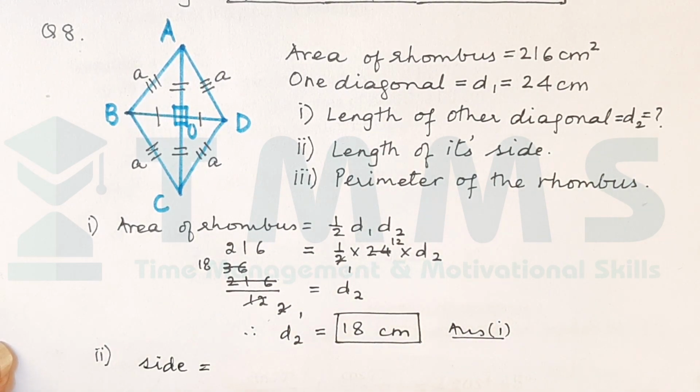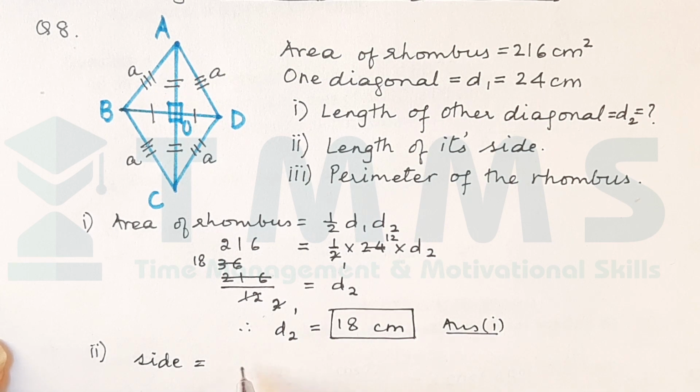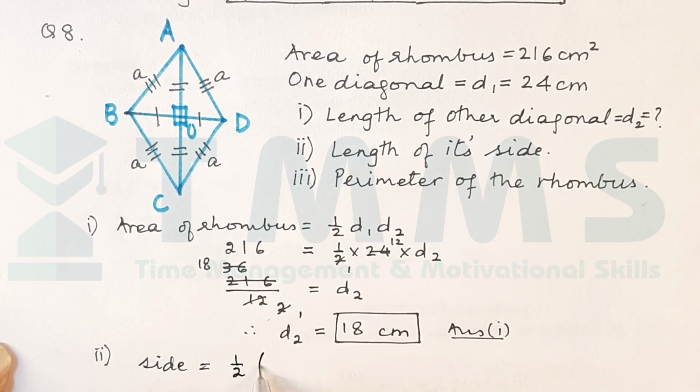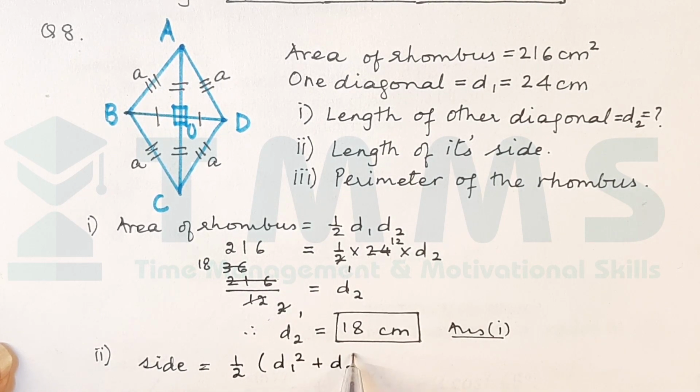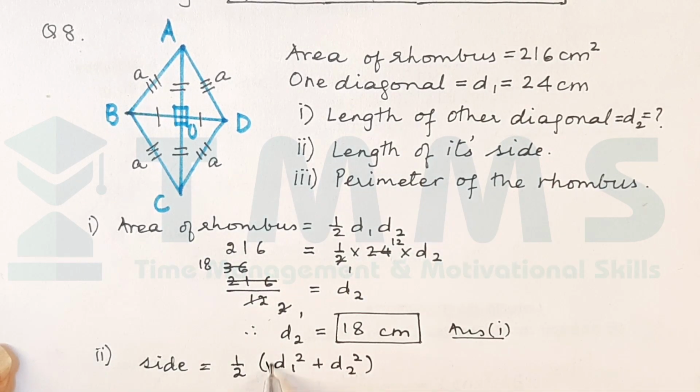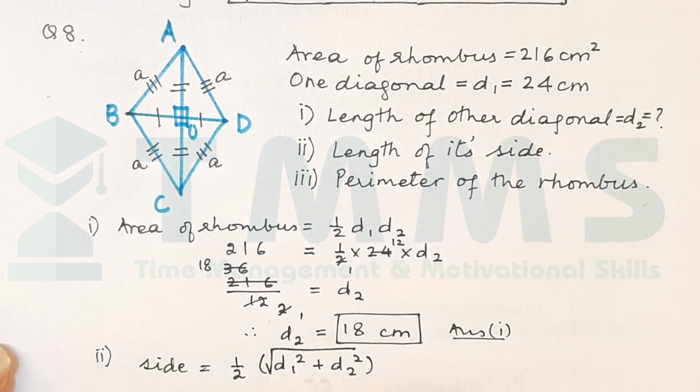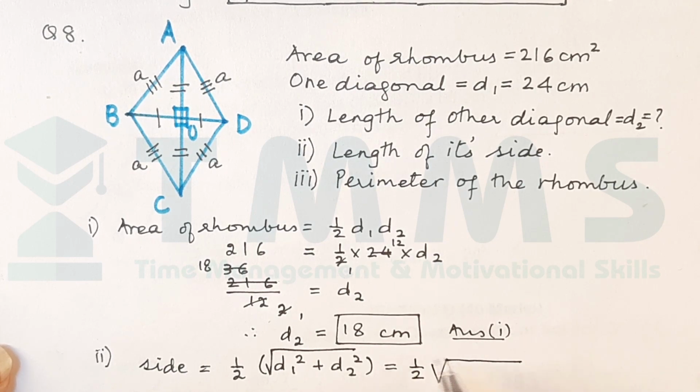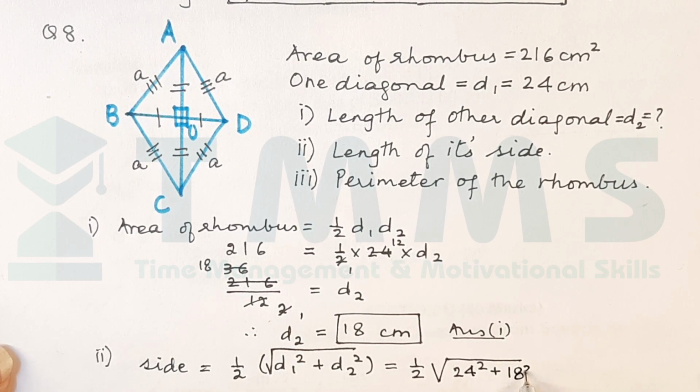Side is equal to half into under root d1 square plus d2 square. And so we will write it as half into under root d1 square is 24 square plus d2 square is 18 square.